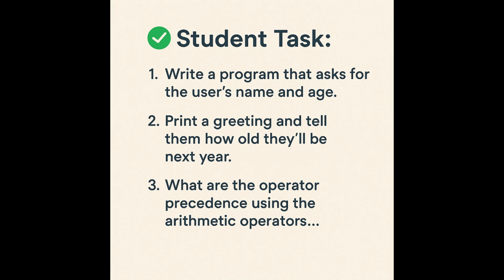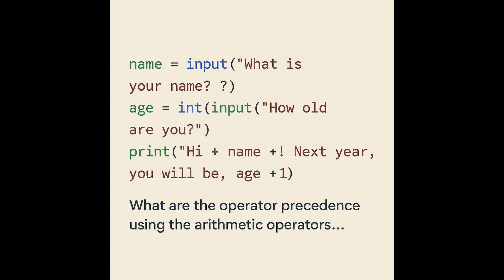Let me give you a brief example here. Look at it here. Name equals to input, what's your name? Age equals to int, input, how old are you? Print hi, name. Next year you will be age plus 1. That's simple. That's how simple it is. Python is a very simple programming language. Now, I encourage creativity in your code. Make sure you are creative enough.